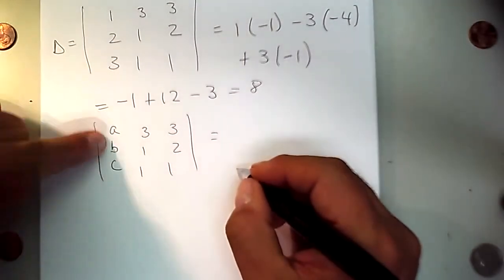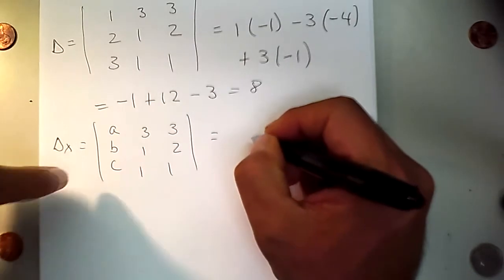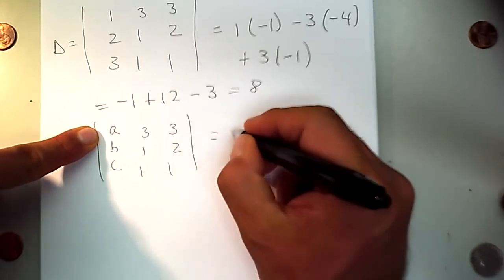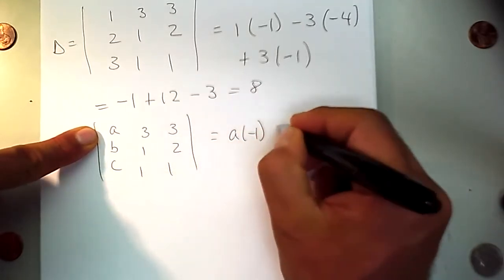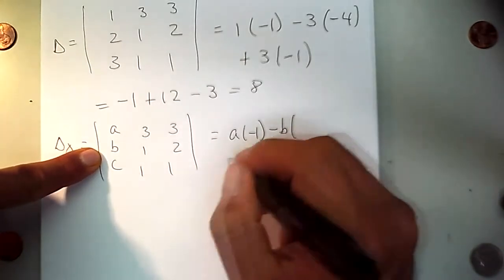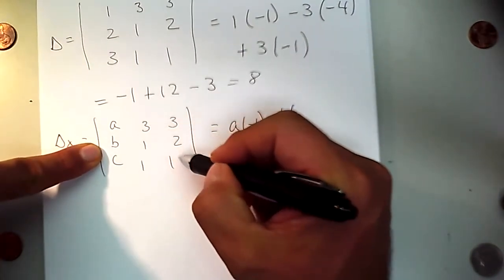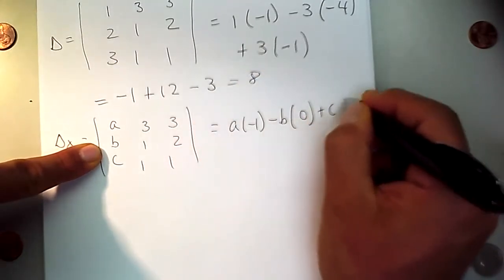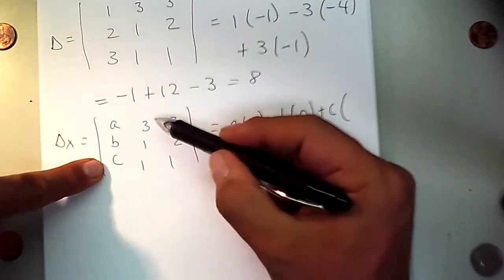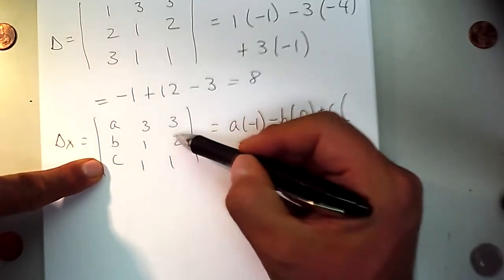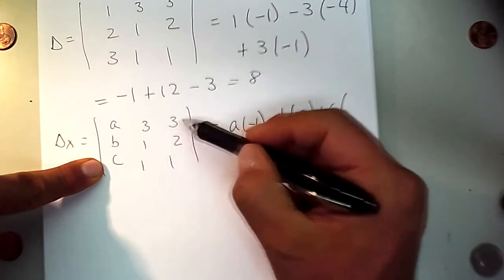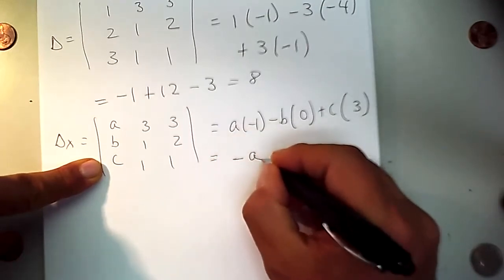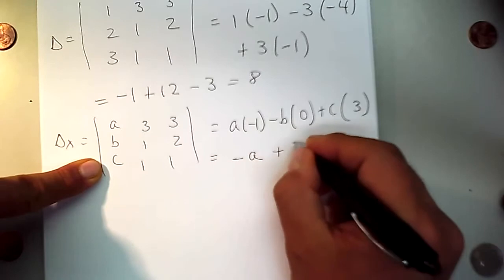I'm going to use this column to expand the determinant. So we have A times (1 minus 2, negative 1), minus B times 0, how convenient, plus C times (6 minus 3, 3). So we end up with negative A plus 3C.